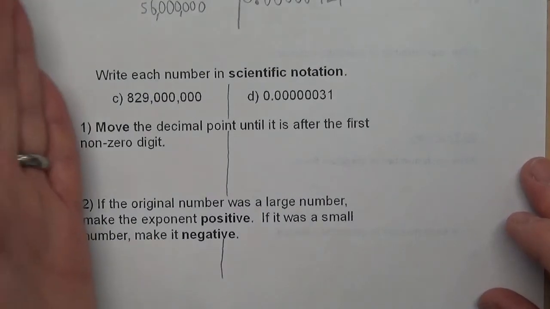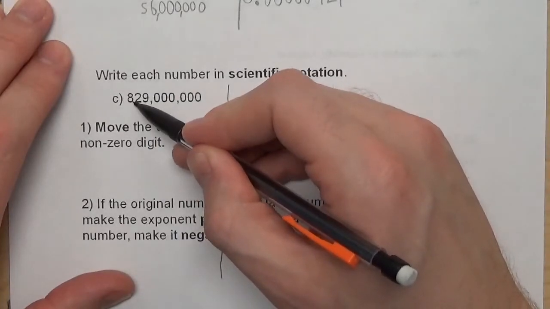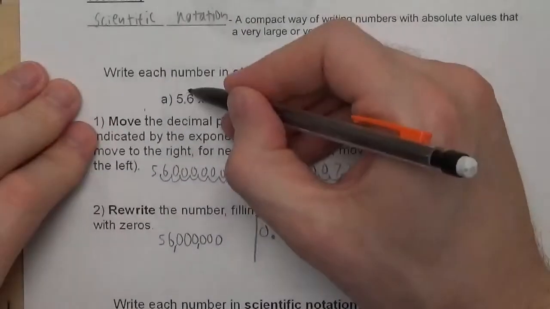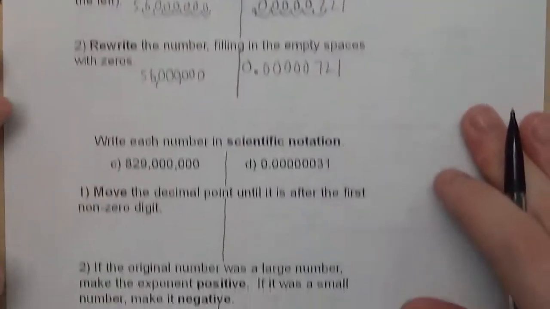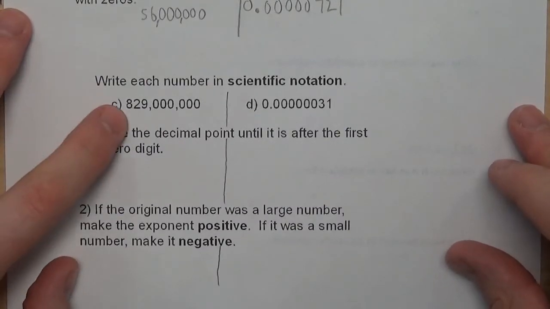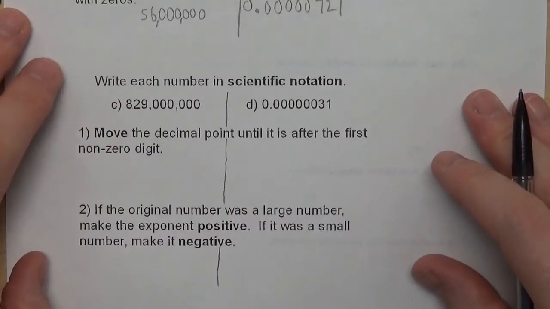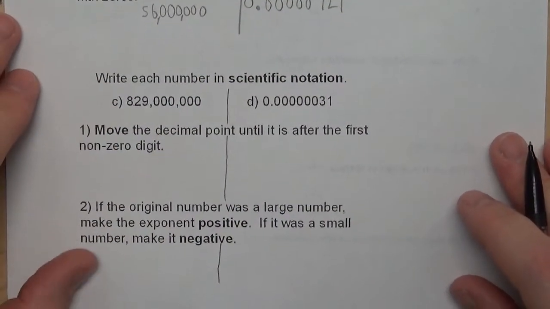So as you go from left to right and you look at this number, we want our decimal to end up after this first digit that's not a 0, to create a number between 1 and 10, basically. Because scientific notation has to be a number between 1 and 10 listed here first. See, 5.6 is between 1 and 10, 7.21 is. So we have to move that decimal until it's where it needs to be, after that first digit that's not a 0.